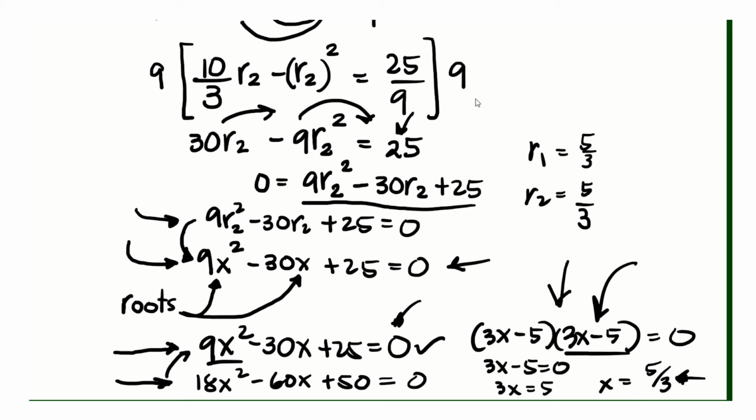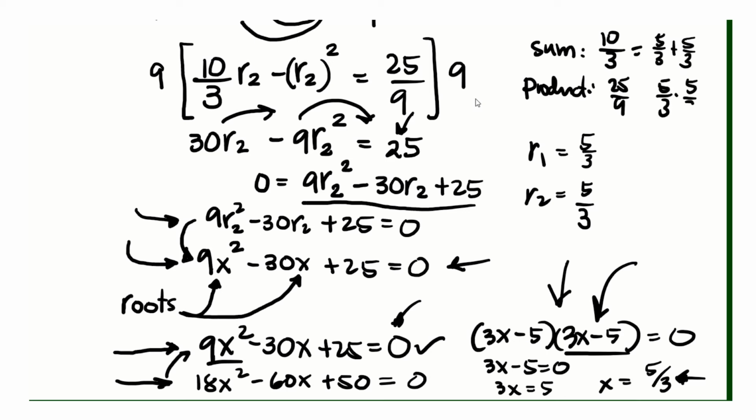And even if you check, are these the real roots that satisfy the sum and product in the given information? At the start of the problem, it says the sum is 10 over 3 and the product is 25 over 9. If we check the sum, 5 over 3 plus 5 over 3 is indeed 10 over 3. 5 over 3 times 5 over 3 is equal to 25 over 9. So our equation and the roots are correct.